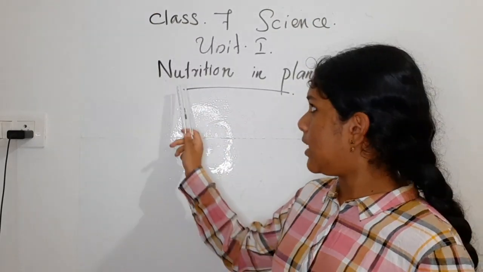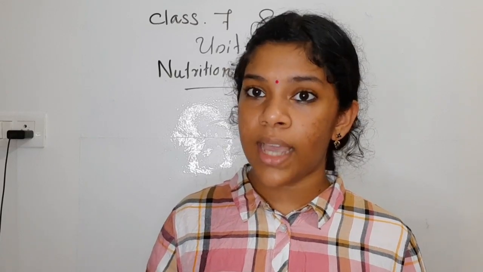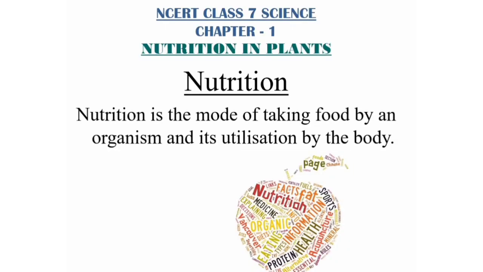So friends, we have already learned that nutrients give us the energy to carry out basic life processes, or just basic activities that our body needs to do for us to survive. And if you look here in the chapter's name, it says nutrition in plants. But what is nutrition? Nutrition is the process of the food taken by the organism and the utilization of the food by the body. So what is nutrition? On your screen, you can see nutrition is the mode of taking food by organism and its utilization by the body.